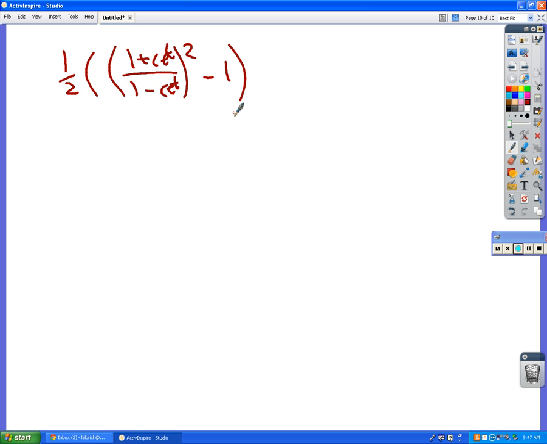Instead of going 1/2 times y squared minus 1, all I did is take the right-hand side of the equation and replace the y with 1 plus C E to the T over 1 minus C E to the T. Now square it. What is this thing right here squared? 1 plus 2C E to the T plus C squared E to the 2T.